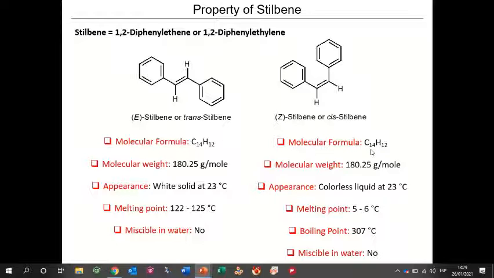Both have the same molecular weight and the same molecular formula. The appearance of trans-stilbene is a white solid at 23 degrees, and cis-stilbene is a colorless liquid at 23 degrees. The melting points are also very different. Trans-stilbene has a melting point of 122 degrees Celsius, while the melting point of cis-stilbene is around 5 degrees Celsius. Both are immiscible in water.